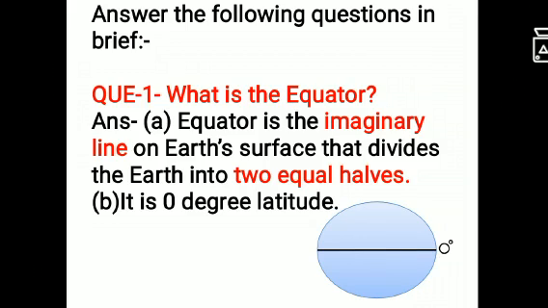In this figure also you can see that I have drawn an equator, which is an imaginary line and is dividing this circle into two equal halves. It is 0 degree latitude. As you all have studied, equator is also a latitude.